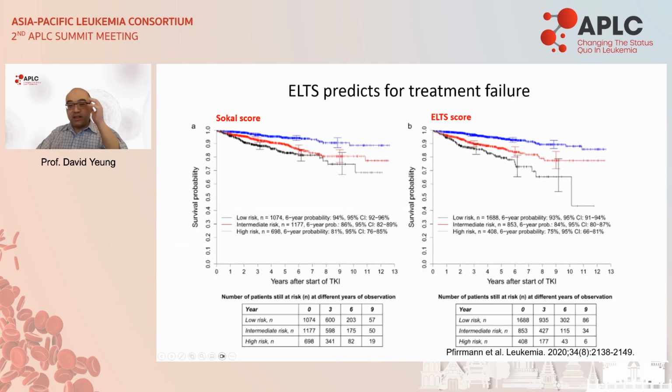How do we predict disease progression? Most of us now use the ELTS score. On the right, you can see that the separation of the curves between low, intermediate, and high is much better in the TKI era compared to the SOKAL score. The variables that go into the formulas are the same, but the formula is slightly different, and it's easily calculable with online calculators.